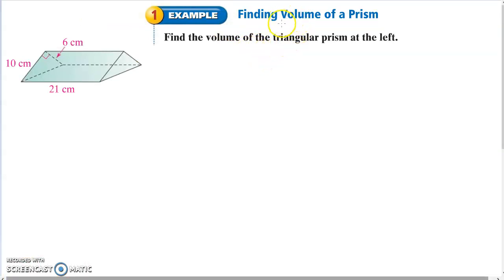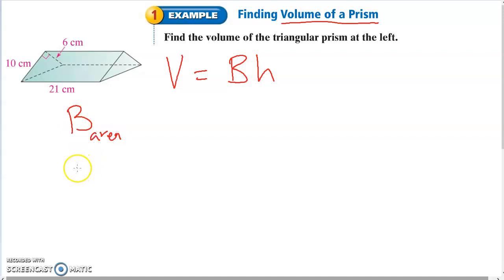Now, let's go ahead and find the volume of a prism. Find the volume of the triangular prism at the left. Now remember, the formula for volume is the area of the base times the height. In this case, we need to find two things: the area of the base, and we also need to find the height of the shape. If we have those two things, we're good to go.